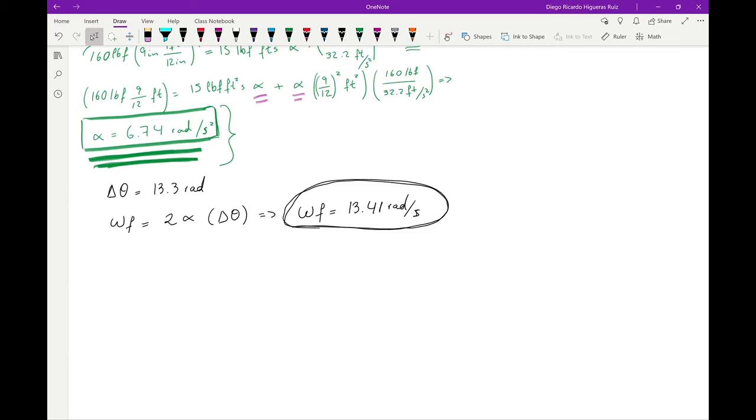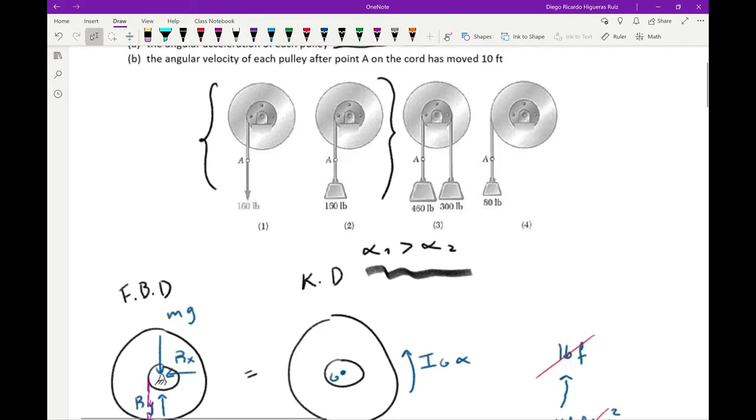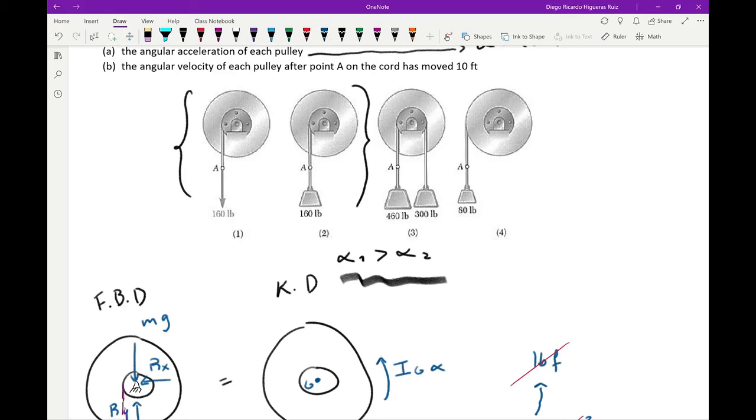Alright, so that's the first problem that we are doing in this video lecture. Like I said, these two cases, you can do the rest of them. If you know how to do 1 and 2 pretty well, you can do 3 and 4. Just make sure when you solve for 3, you are accounting for the right inertia and the right direction, and that will help you to solve cases 3 and 4. And I think that's it.